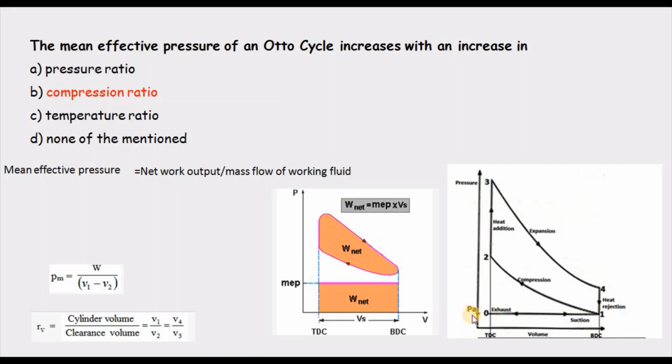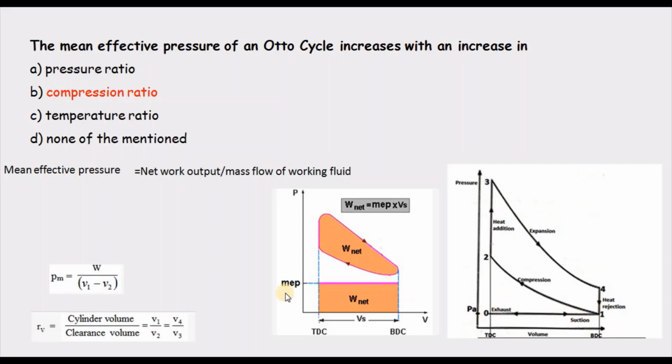Now, when the compression ratio increases, this ratio is going to increase. In order to increase this ratio, the numerator has to be larger or the denominator has to be smaller. That means point 1 has to move toward this side, or point 2 has to move toward this side and become smaller.